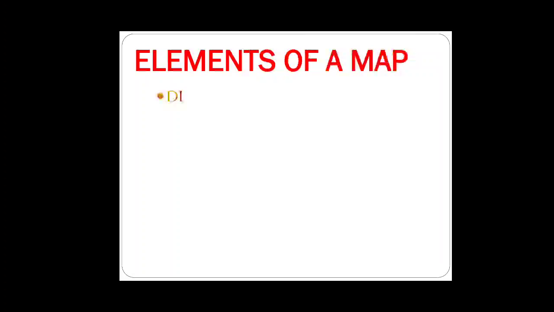The next topic is elements of a map. There are different elements of a map: directions, symbols, key, and scale. Directions. We all know that the first use of a map is to tell direction. But which element tells direction? Yes, it is the north pointer, which tells us about the directions in the map. If we know the north, then we can easily find out the other directions in the map.